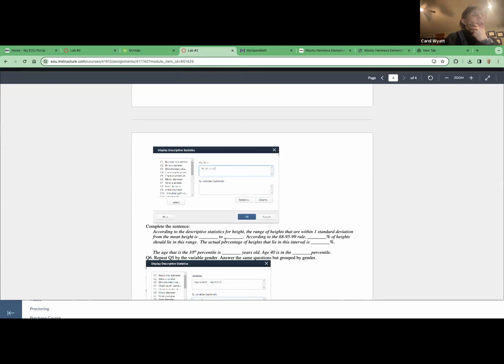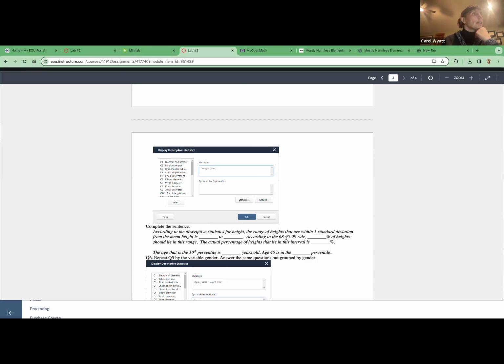So I'm looking at this. According to the descriptive statistics report, the range of heights that are within 1 standard deviation of the mean are from just what I did. I added and subtracted one standard deviation from the mean: 161.5 and 180.5. I rounded; you could put 0.4 if you want. According to the 68, 95, 99 rule, the empirical rule, 68% would lie in this range. What actual percent lies in that range?